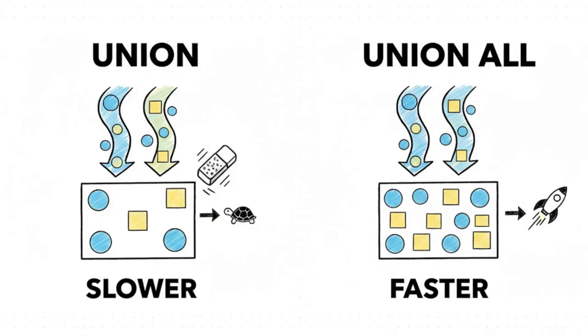And this right here, this is a super important pro tip. If you know for a fact that your lists won't have any duplicates, or maybe you just don't care if they do, use union all instead. It is way, way faster. And why? Well, it's simple. The database gets to skip that whole extra step of hunting down and deleting the duplicates.